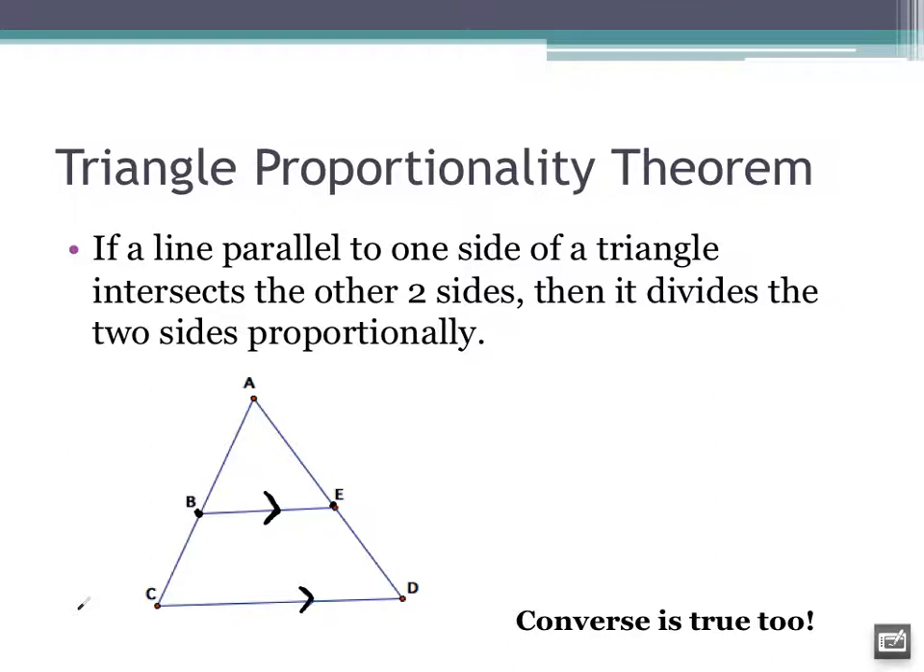So here's the proportion that we're going to get, if you could write this down with me. AB over BC, so top over bottom, is proportional to AE top over ED. The converse is also true. So if this proportion is true, then BE is parallel to CD. So let's look at an example.